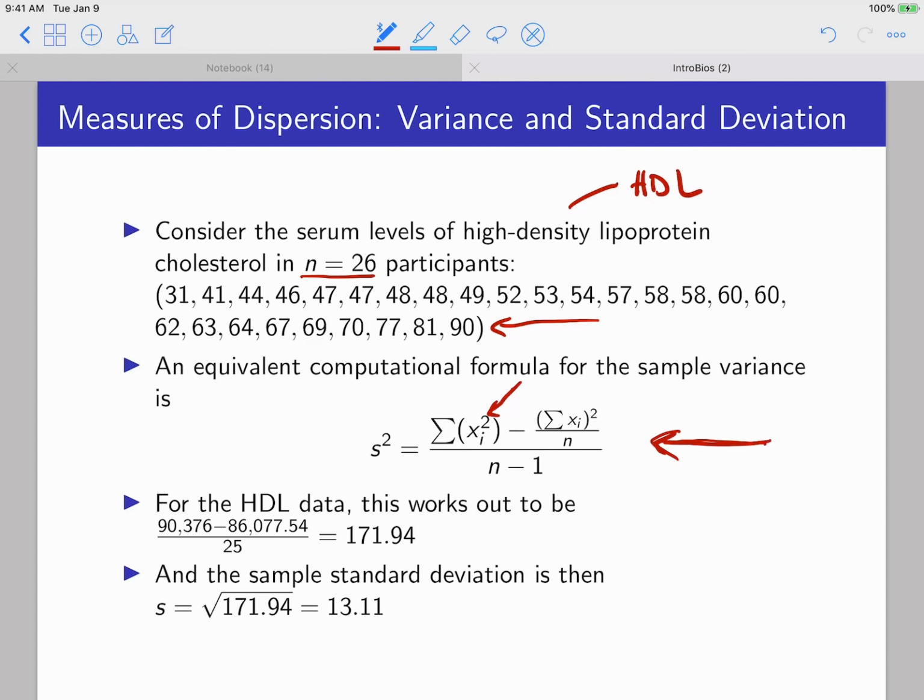So for the HDL data, if you were to carry out these computations, you would find that your sample variance, after some rounding of course, is 171.94. If you wanted to compute the sample standard deviation, you would just take the square root of that number and you would get 13.11.